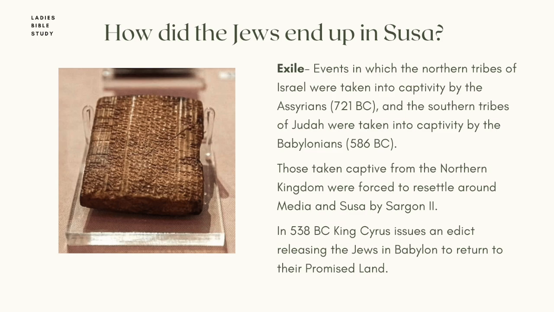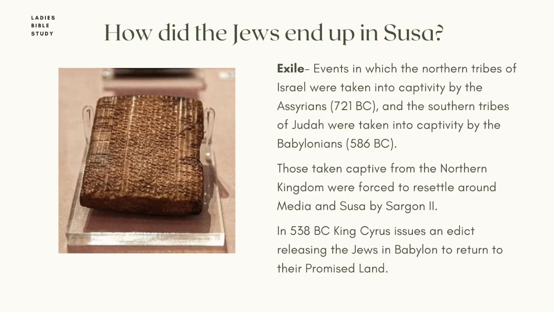All of this happened, so this is how the Jews end up around Susa. So this is probably how Mordecai and his family ended up there. And then in 538 BC, the first king of the Persian Empire, King Cyrus, issues an edict that releases all the Jews in Babylon and around Susa and all in his kingdom. They are allowed to return to the promised land.